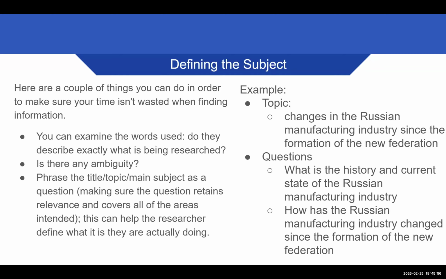It may be provided by someone who is telling you to look for information, or it may just be for an idea that you had that you want to research. No matter where the information comes from, you need to be specific in what you are searching. Here are a couple of things you can do in order to make sure your time isn't wasted when finding information. You can examine the words used. Do they describe exactly what is being researched? Is there any ambiguity?